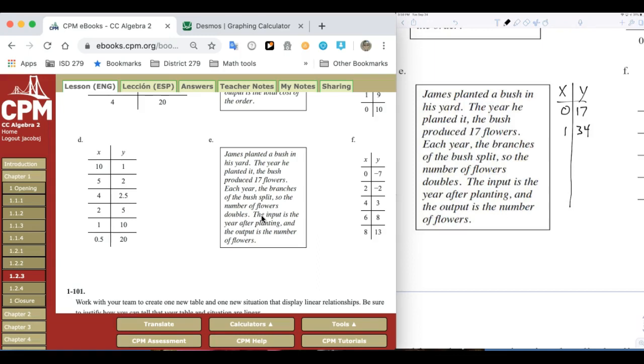And then the year after that, it doubles again. So doubling 34 is going to be 68. And then we double again, which is going to be 60 times 2 would be 120. So this is going to be 136. And we're not growing by a steady rate. We're multiplying instead of adding. So this is also not linear.